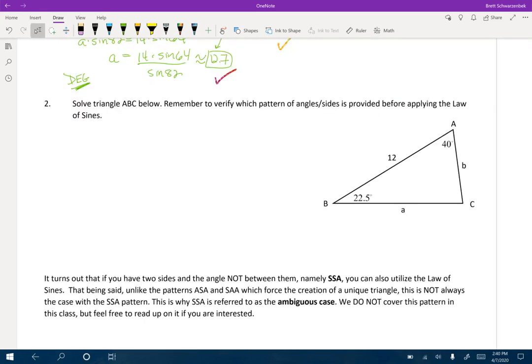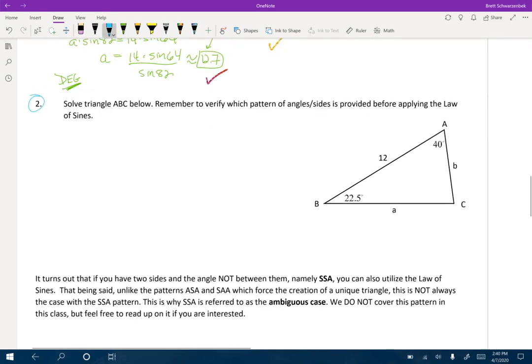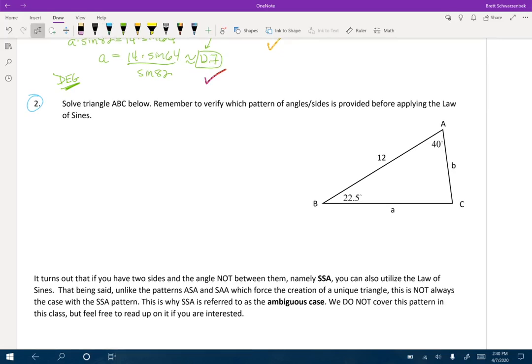Okay, so let's try another one. Last one from this scenario that we're dealing with here in terms of practice problems. So again, we have a triangle ABC, and we're asked to find the missing pieces by law of sines. So it looks like the missing pieces are angle C, side A and B, right? That's what we're going to have to find for the sake of our problem.